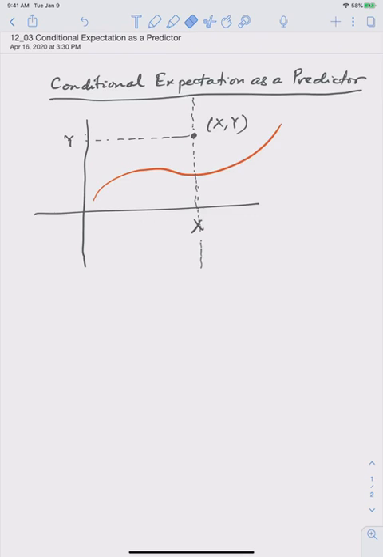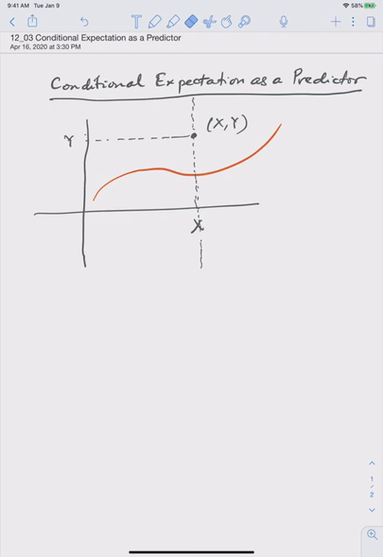Suppose there is a random point (X, Y) that you don't get to see. The game is prediction. I will look at the point, I'll tell you X, and you have to predict Y. Then the conditional expectation of Y given X is a natural function to use for prediction. And that's the function that has been graphed here.